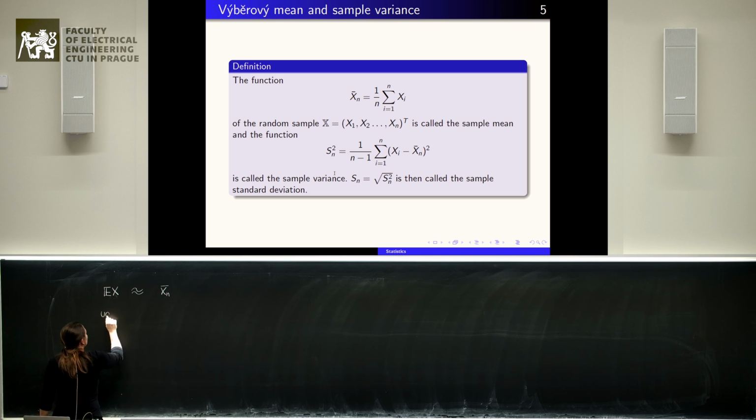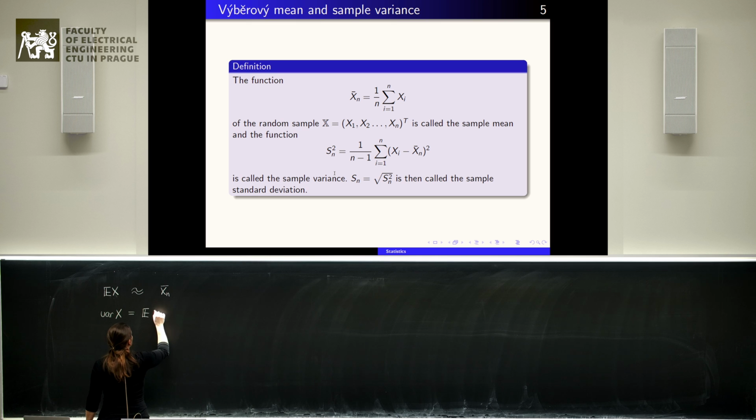And the variance of X, which was also very useful in probability theory, was calculated as the expected value of the square difference of X from its expected value.